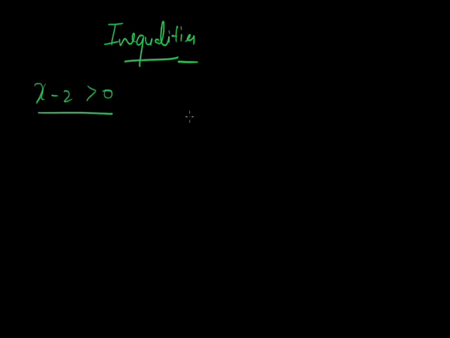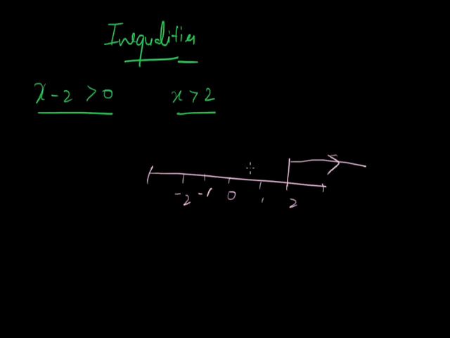x minus 2 is greater than 0 means x is greater than 2. It means x is taking all the values which are greater than 2. If I plot a number line, say this is 0, x greater than 2 is the solution of this inequality. We have studied this in the previous video also, right? Now, how to write the solution of this problem? It says that x is greater than 2.